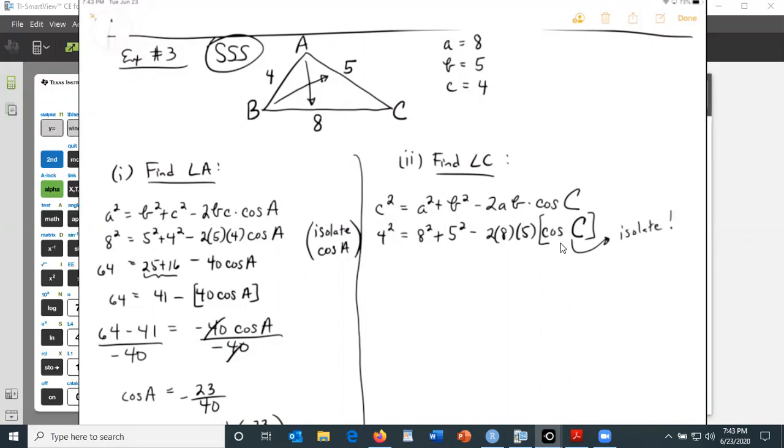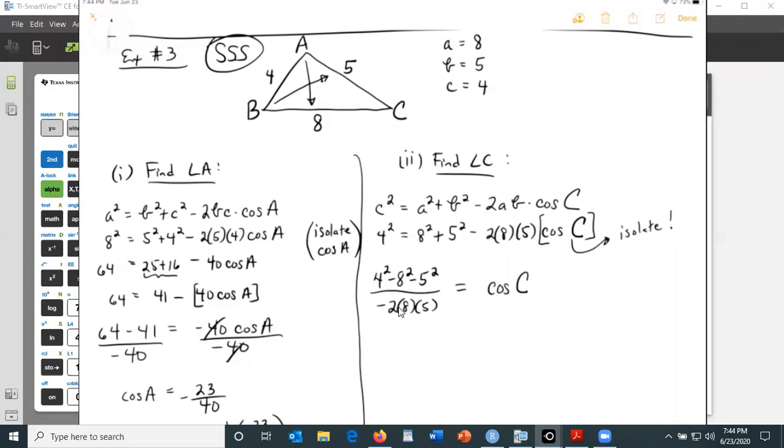So what do I need to do that? Well, I need to move 8 squared over, and I need to move 5 squared over. So I can do 4 squared minus 8 squared minus 5 squared. Now also remember, the minus 2 times 8 times 5 is multiplied to the cosine. They are multiplied, so you can't add that to the other side. You have to divide by negative 2 times 8 times 5, and that will isolate the cosine. If you want to do it that way and then let the calculator do the rest, that's fine also.